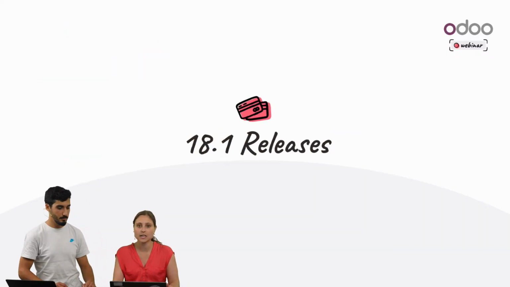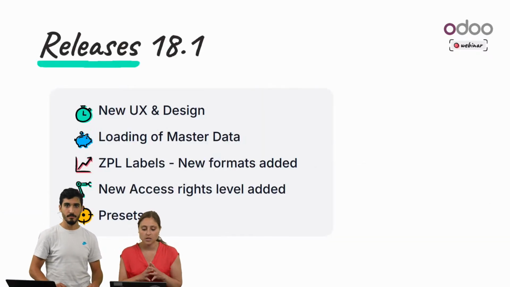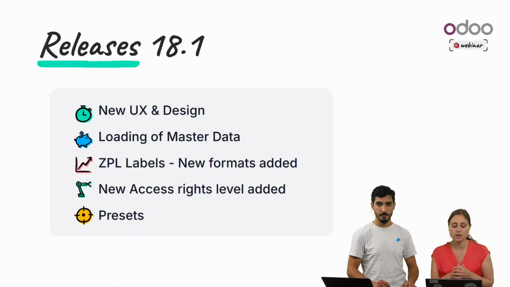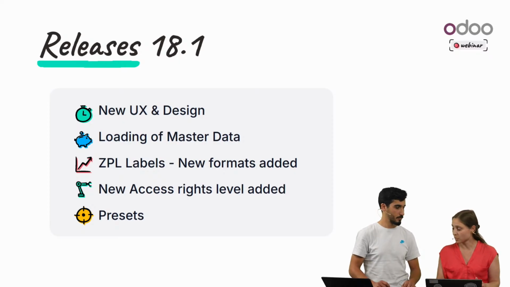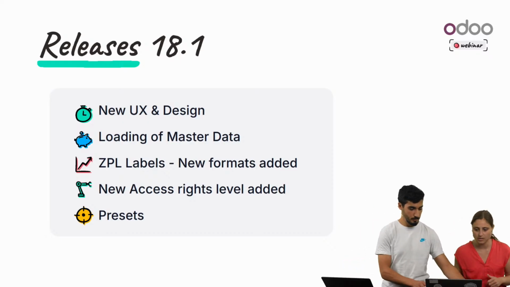So the releases for 18.1 are the following. We have a new UX and a new design for the POS. We also have a new way of loading master data into the point of sale. We have some improvements for the ZPN labels, new access rights, and some presets that we're going to present to you after. So I'm going to let Mohamed present the new UX and the design of the point of sale.